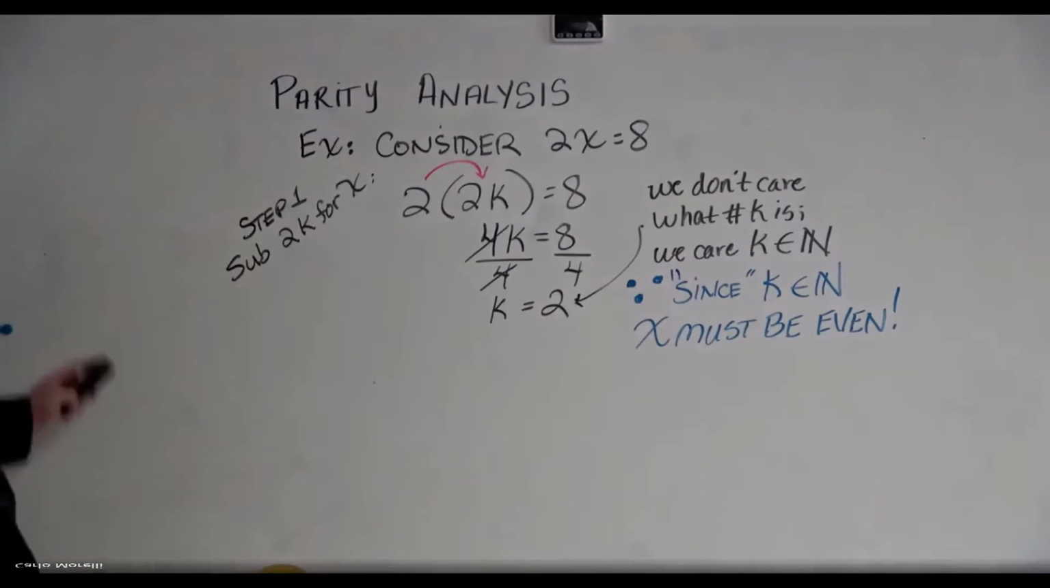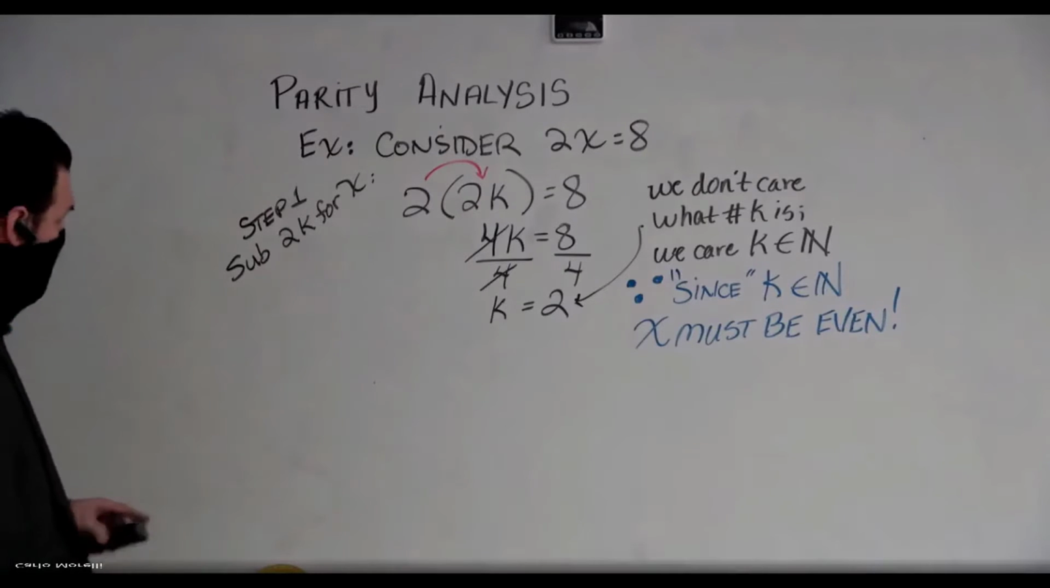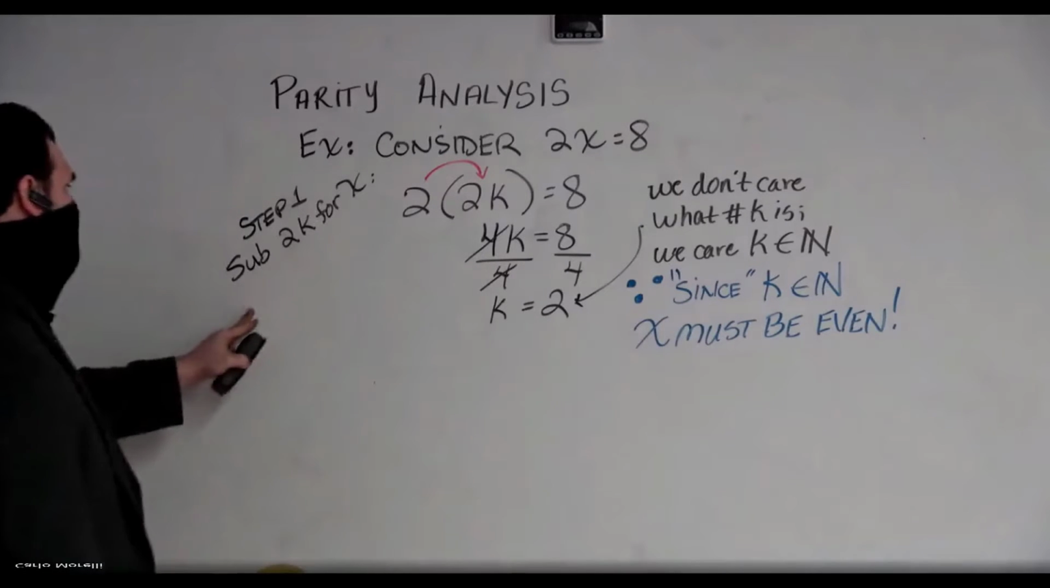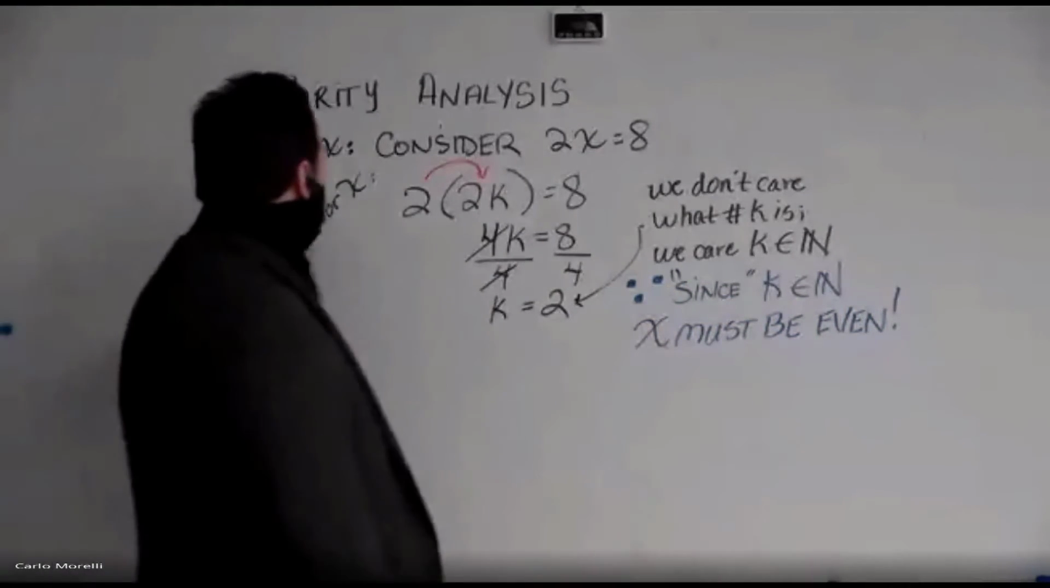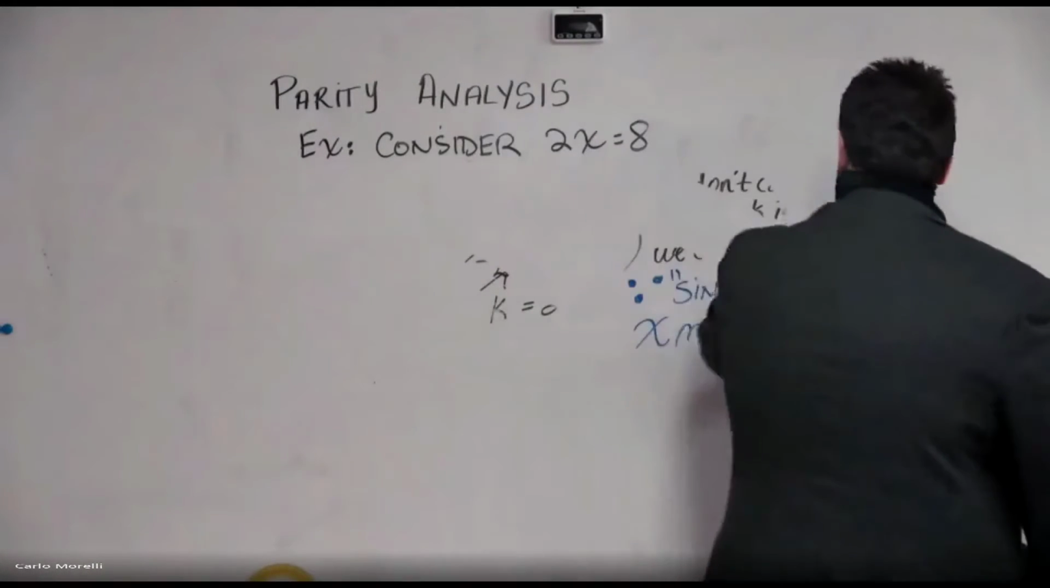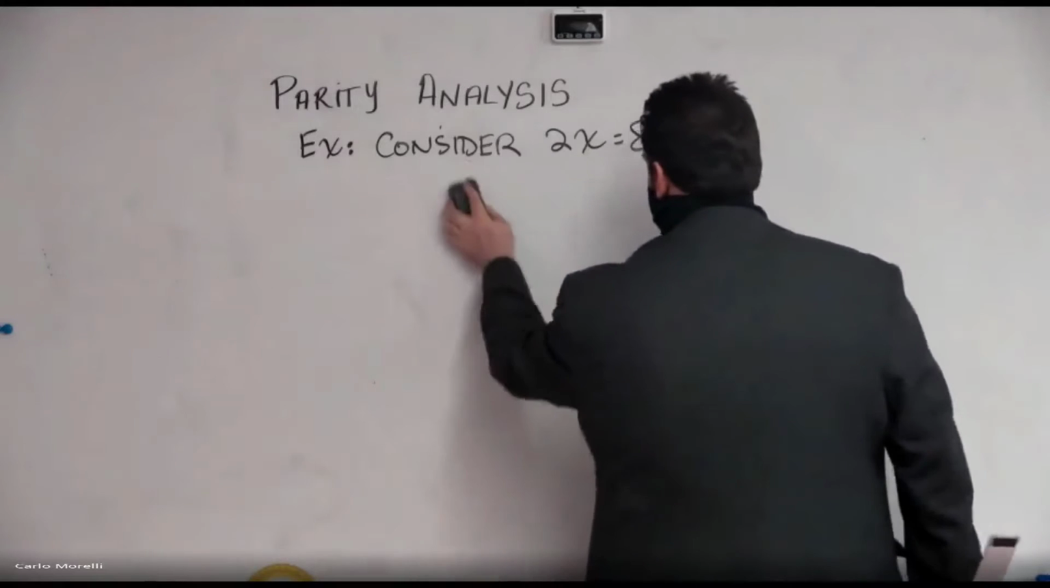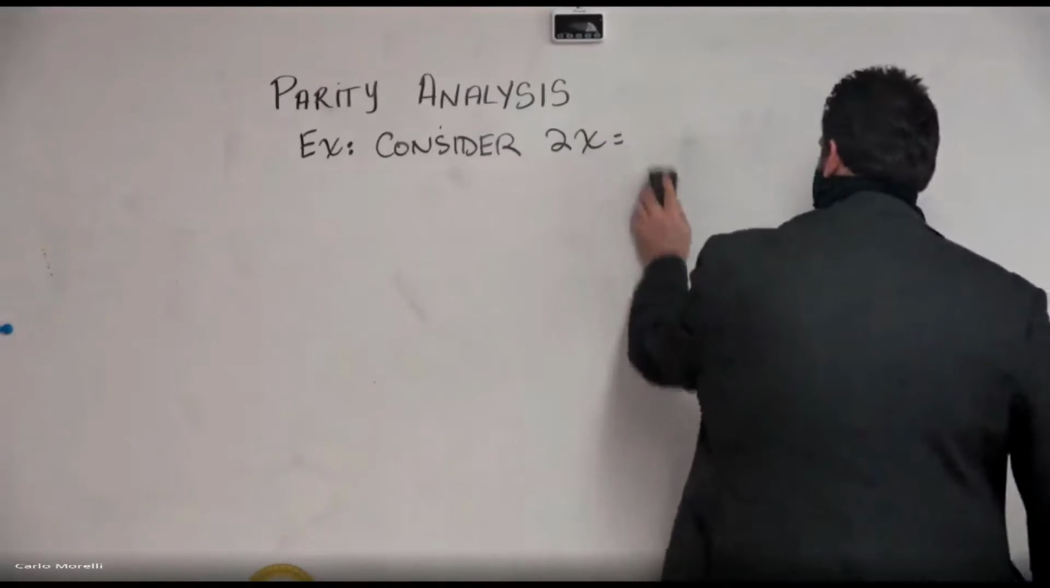Okay, now very quickly, I forgot to write step 2. Step 2 was solve for k, okay? I'll write it in this next problem. So now we won't have as much to write this time because we're starting to understand what the process is.